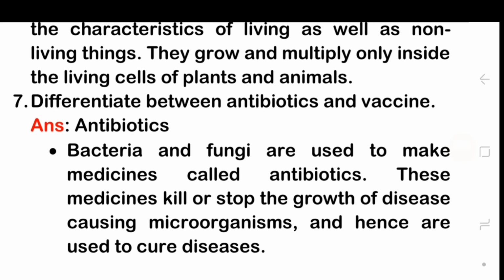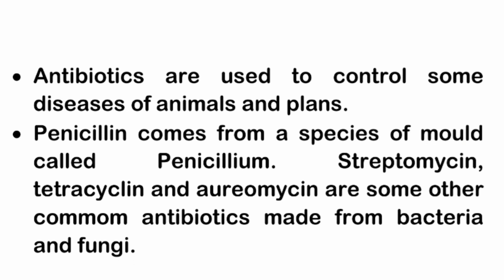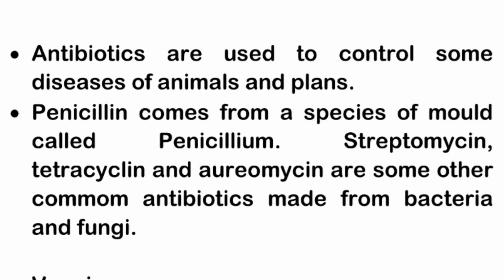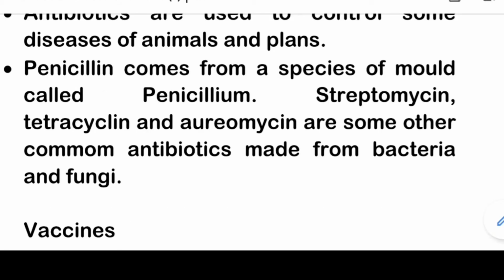Antibiotics. Bacteria and fungi are used to make medicines called antibiotics. These medicines kill or stop the growth of disease-causing microorganisms and hence are used to cure diseases. Antibiotics are used to control some diseases of animals and plants. Penicillin comes from a species of mold called Penicillium. Streptomycin, tetracycline, and aureomycin are some other common antibiotics made from bacteria and fungi.